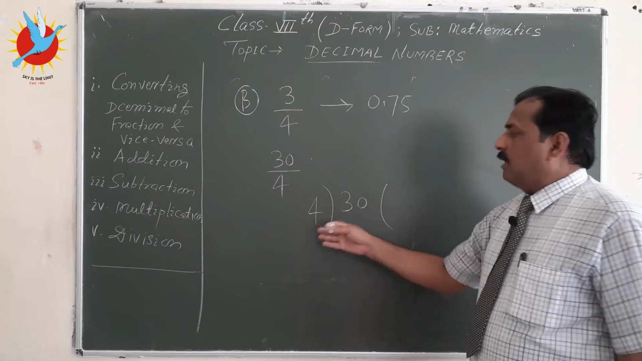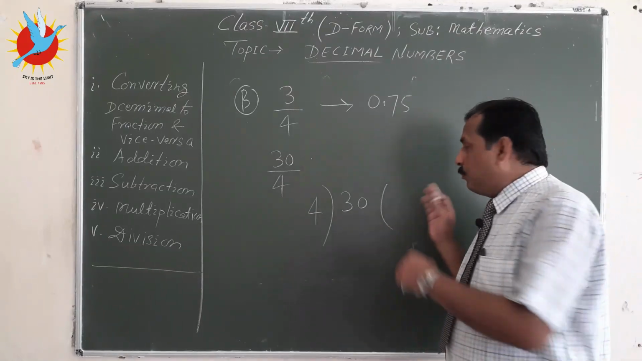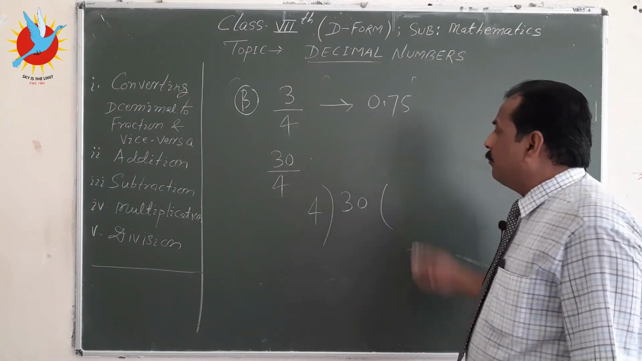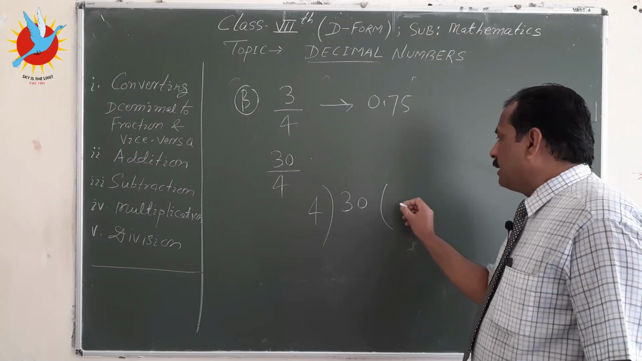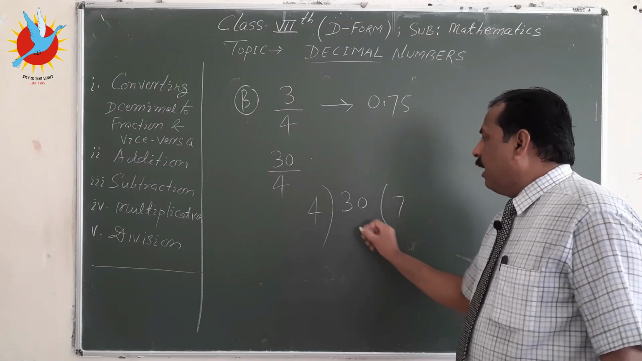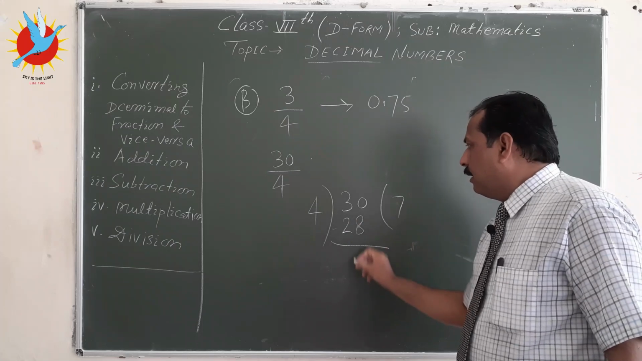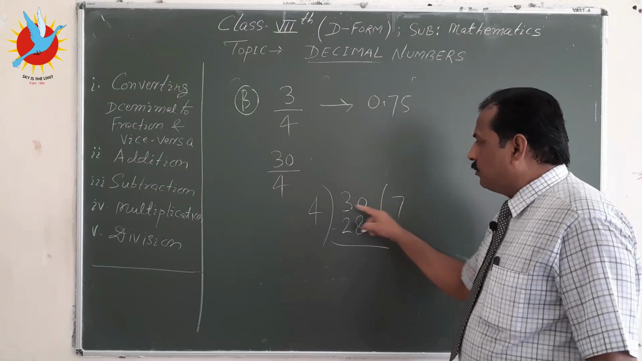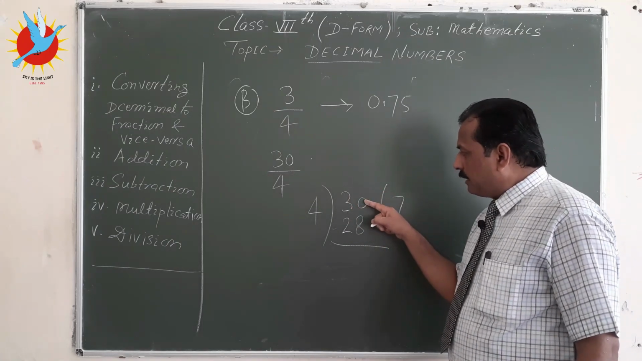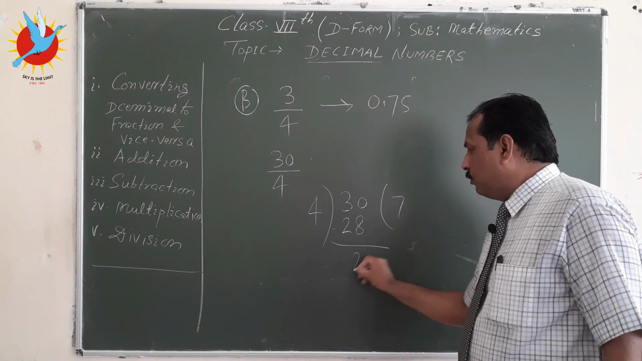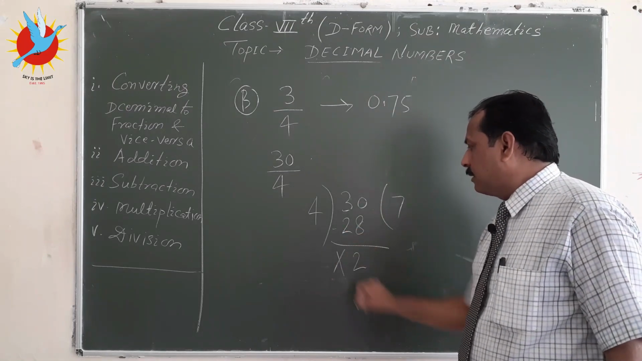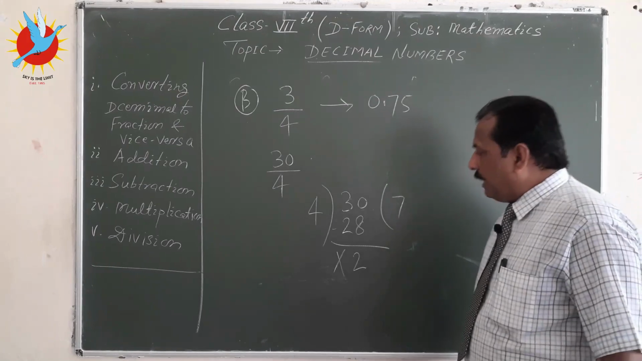30 is greater than 4. There is no need to put a decimal. Go with the simple division process: 4 sevens are 28, and then subtract. So this is 3, take 1 borrow, this is 10, 10 minus 8 is 2, and this is 2 and 2, and this gets cancelled.